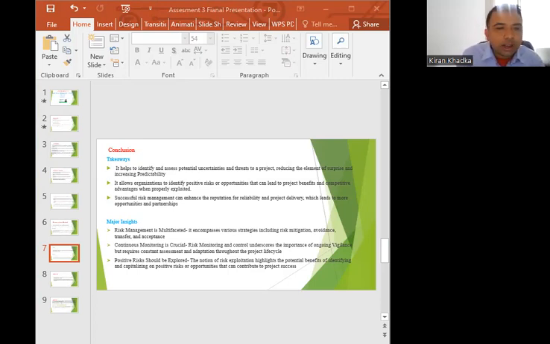It's about being proactive rather than reactive. As we embark on our own projects, remember that risk management is an ongoing process. Stay vigilant, adapt to changing circumstances, and keep our eyes on the horizon.